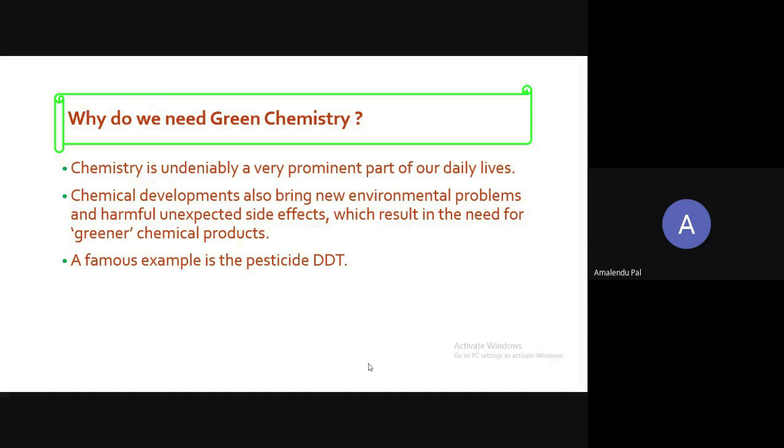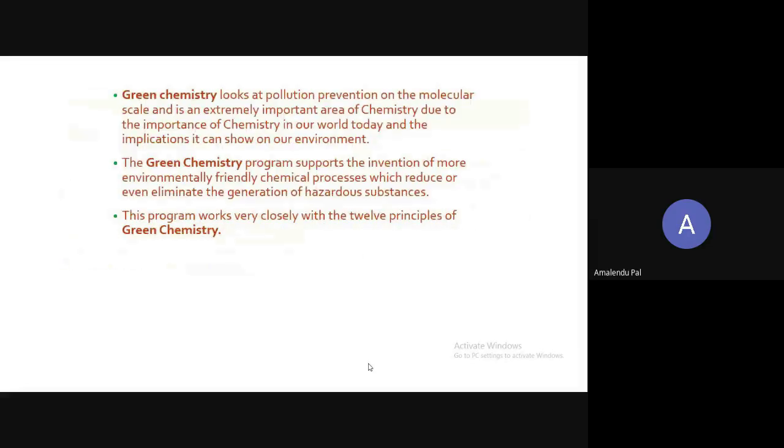Chemical development also brings new environmental problems, harmful, unexpected side effects, which result in the need for greener chemical products. So you see how much the chemical products cause environmental problems and harmful effects, so we have to produce greener solvents. We have to produce some greener chemicals. A famous example is the pesticide DDT, which is also not used nowadays anyway.